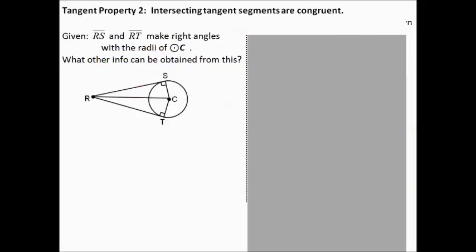Let's look at another property of tangents. Property number 2. Intersecting tangent segments are congruent. Let's take a look at this picture. It will be given that segment RS and segment RT make right angles with the radii of circle C. See, here's a right angle, here's a right angle. Well, if they make right angles, that means this has to be tangent because it's perpendicular to the radius, and this has to be tangent. So these are two tangents. Notice they intersect outside the circle at point R.